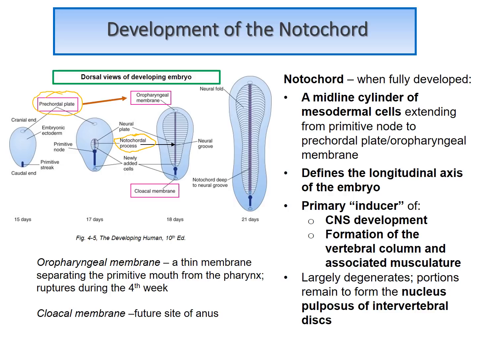The prechordal plate is a thin circular area of fusion of ectoderm and endoderm with no intervening mesoderm. This plate becomes the oropharyngeal membrane, which separates the primitive mouth from the primitive pharynx. During the fourth week, it ruptures to provide continuity of those structures.